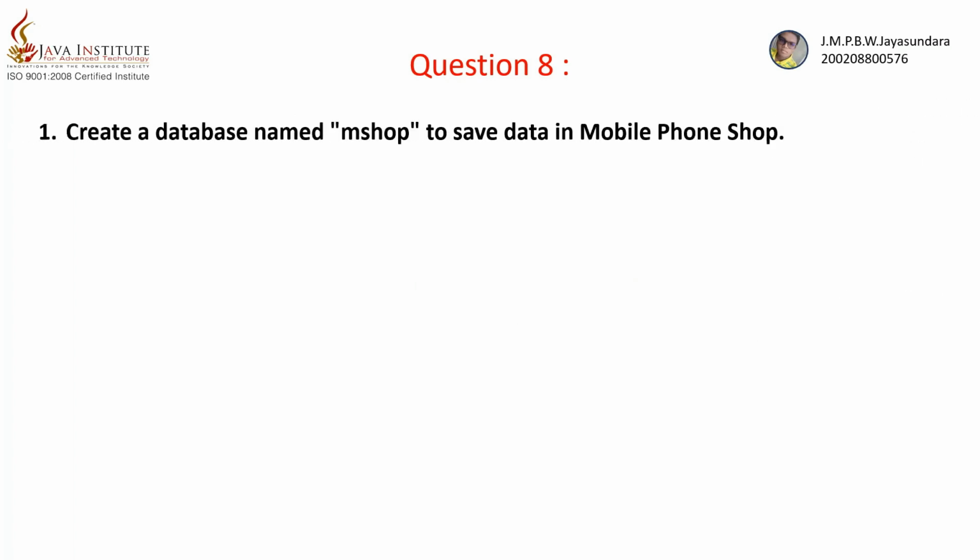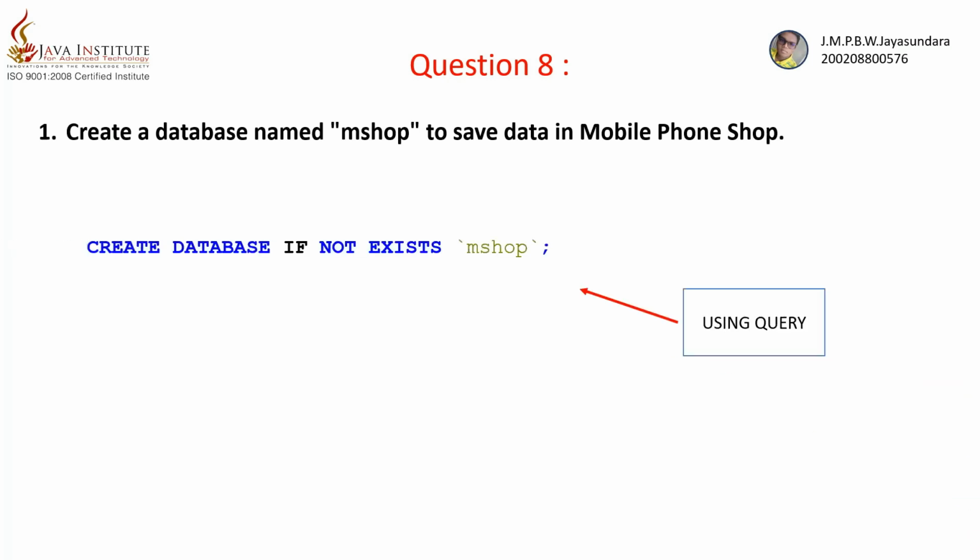So let's discuss our first question. It says create a database named mshop to save the data in the mobile phone shop. We can do this using two methods. First one is using a query and the second one is using a manual method. When we create a database using a query, we can use the create database if not exists command in order to create this database, and then in here we have given our database name.